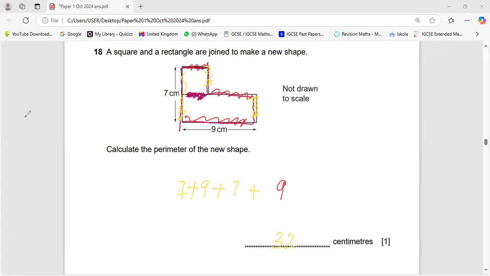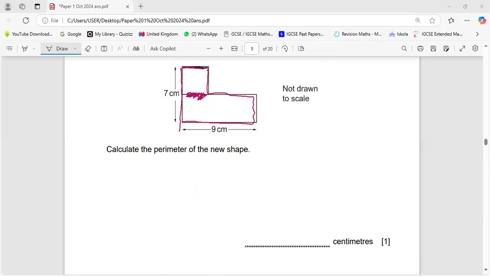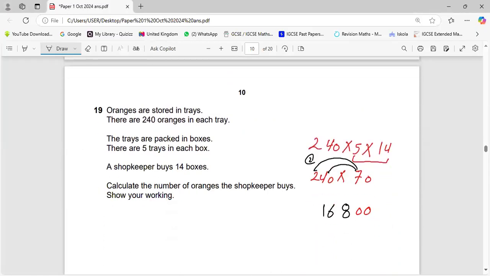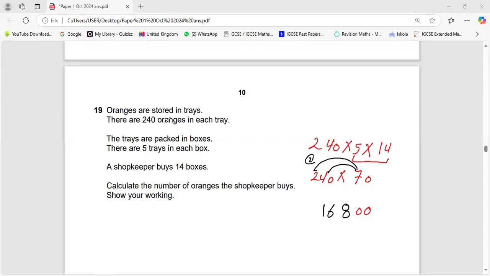The next one is number 19. Lesson number 19, oranges are stored in trays. There are 240 oranges in this tray. If you have a tray like this, we have 240 in one tray. And we have how many? We have 5 like this. We have 5 trays.